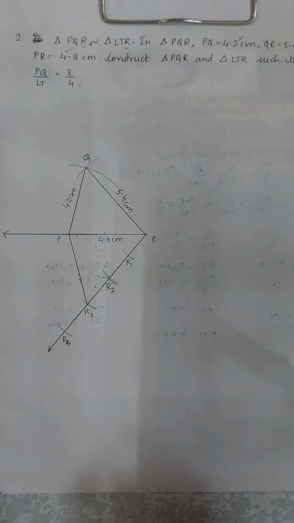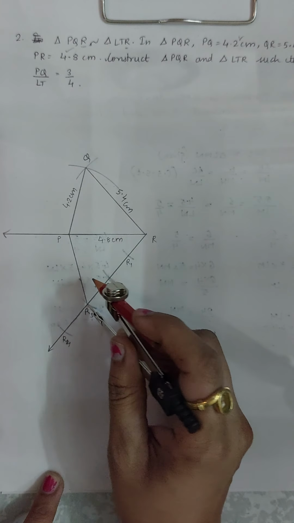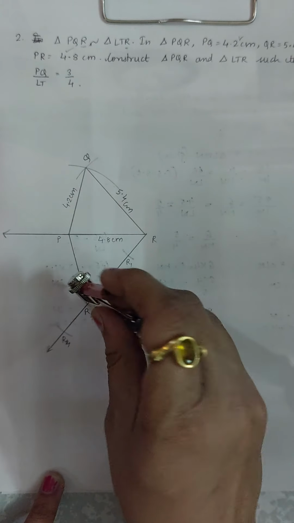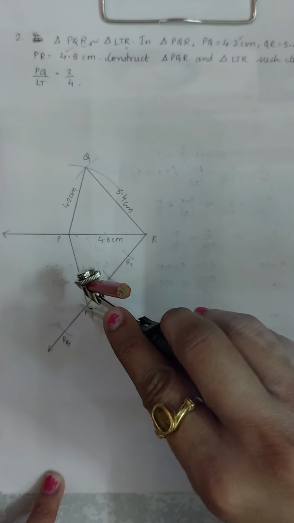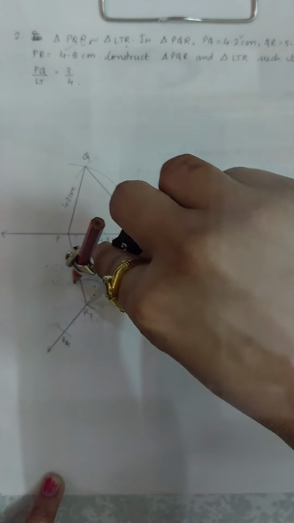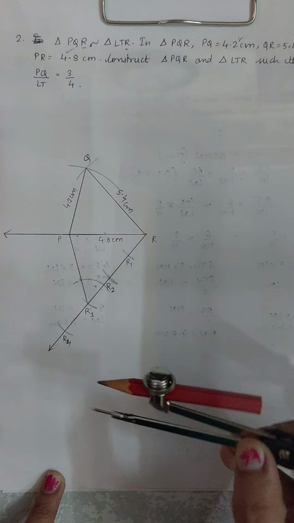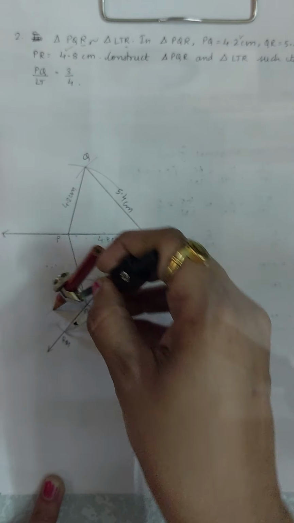First thing that you do, how? You place this here and you take whatever measurement you want on the compass and you draw an arc. Draw an arc here of whatever measurement you want. Okay, with the same measurement you place it here and draw an arc.